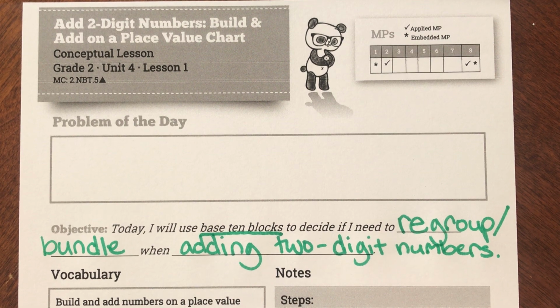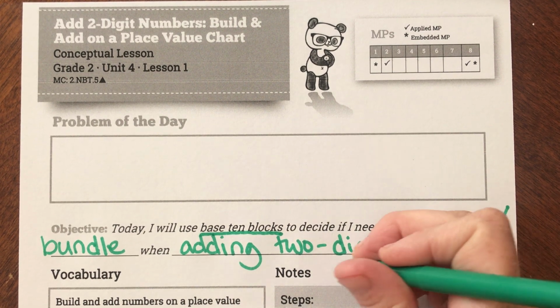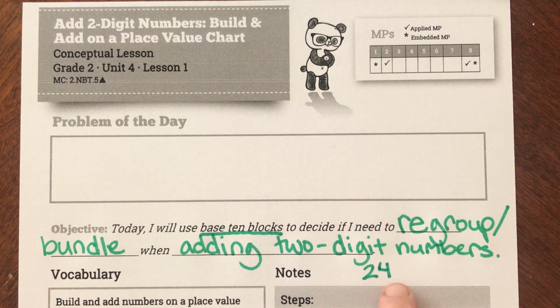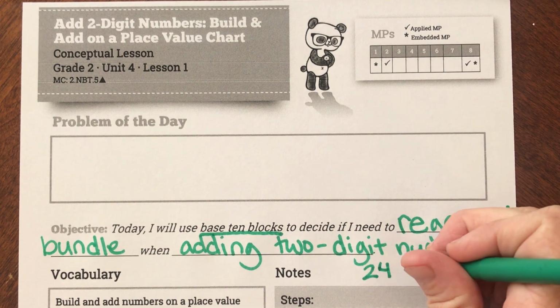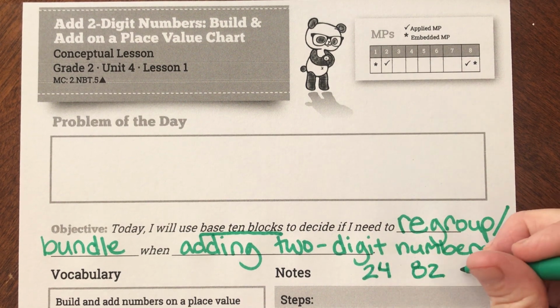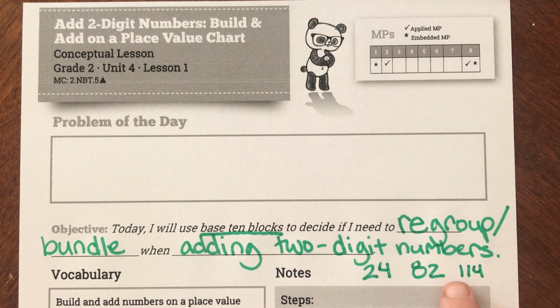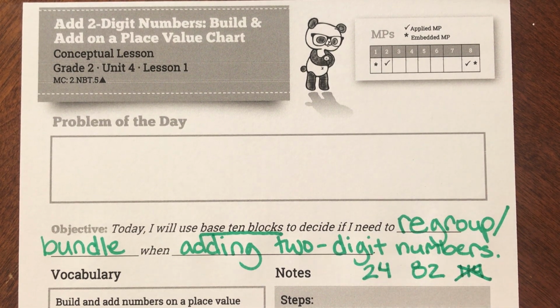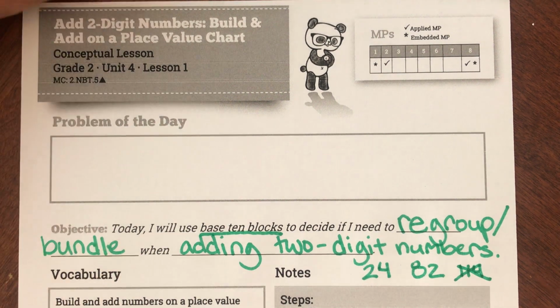So two-digit numbers would be an example of maybe 24. There's 2 digits in the number. Or we could say 82. There's 2 digits. If I said 114, there's 3 digits, so that's not a two-digit number. So we're going to be adding two-digit numbers.